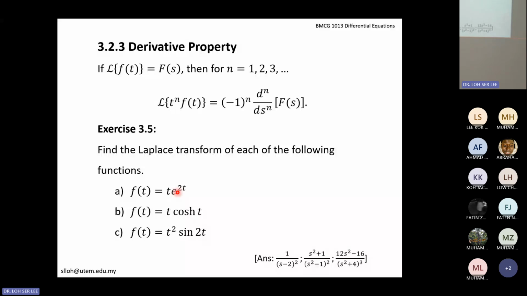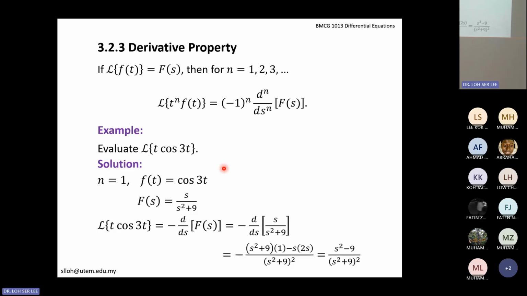t multiplied to a function, t squared multiplied to a function. So whenever you see a t to the power of n multiplied to any function, then we use this formula. If you look at question A, this is a product function that contains the exponential function as well. So this question you can solve by using either the first translation property or the derivative property. You will get the same answer.